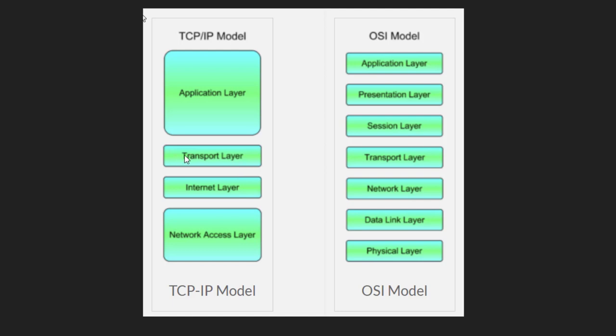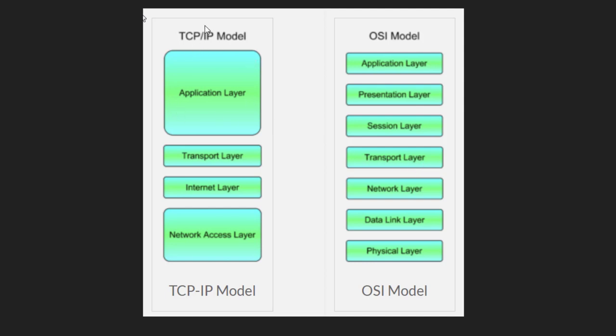Next is layer 3, which is the transport layer. This one, corresponding to the OSI transport layer as well, is the part of the protocol stack where the Transmission Control Protocol, or TCP, can be found. Now TCP works by asking another device on the network if it is willing to accept information from the local device.